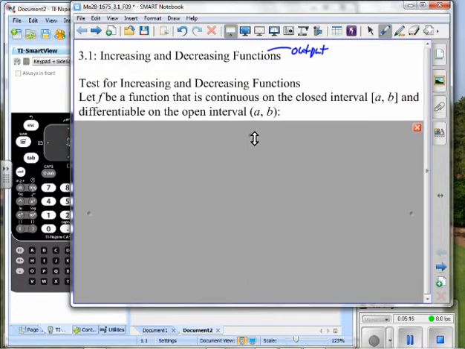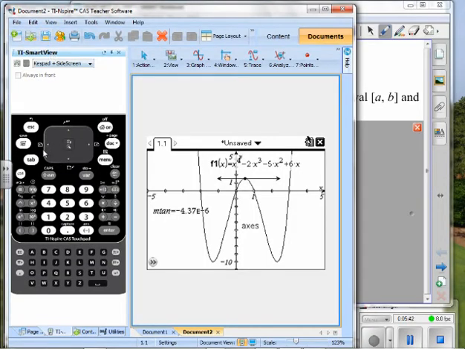Let f be a function that is continuous on a closed interval. Okay, and continuous, no gaps. You can draw it from left to right on a closed interval, interval from A to B, and differentiable on the open interval from A to B. So the function is continuous, and the derivative is defined for all of those. Similar to what we have here. This function is continuous, and the derivative is defined. We don't get to any point here where it says that the derivative is undefined. So the derivative is defined everywhere.